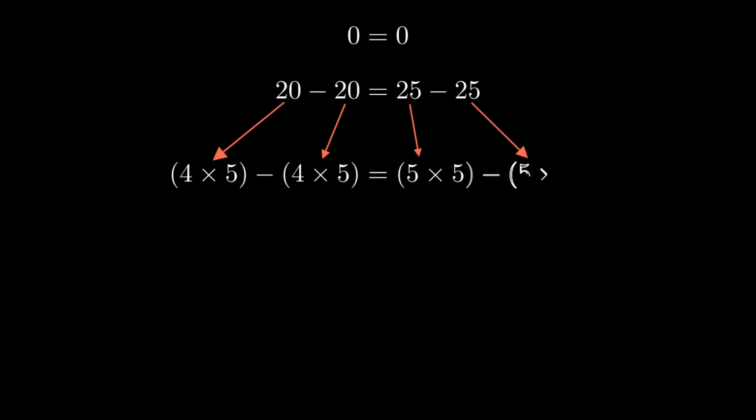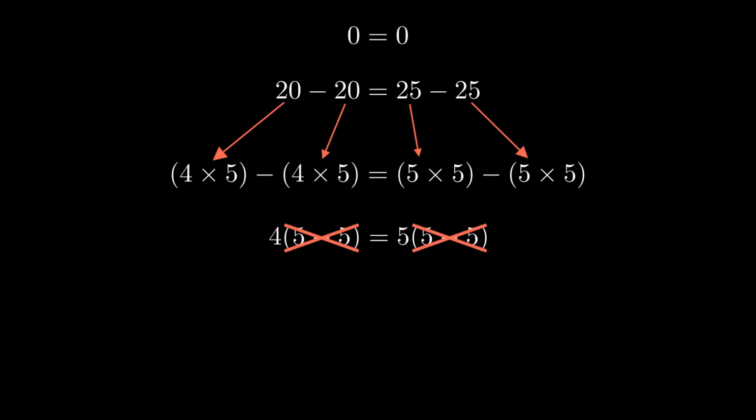Next, we break these numbers down into their factors. On the left, we have 4 times 5. On the right, 5 times 5. By factoring out the 4 and the 5, we reach a crossroads. 4 times (5 minus 5) equals 5 times (5 minus 5).